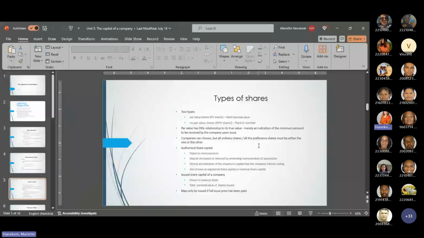Companies can choose what type of shares to issue. But all their ordinary shares or all their preference shares must be either par value or no par value. They can have ordinary shares. I'm going to explain shortly what ordinary and preference shares mean. You can have ordinary shares that are par value and preference shares that are no par value. But you can't mix the types of shares in ordinary shares or in preference shares.